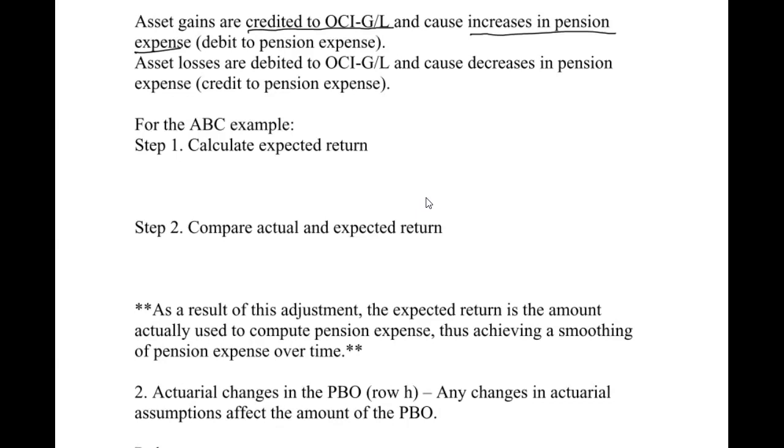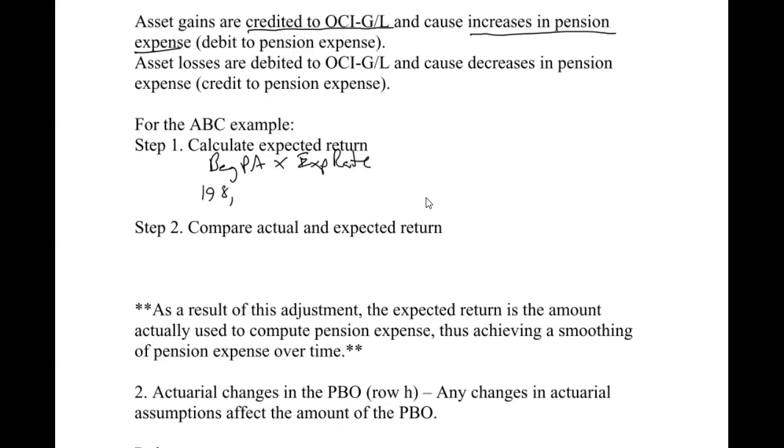And so for me, in the gain or loss column, it's easier to put a gain as a credit and a loss as a debit. So that's typically how I think through it. All right, so let's calculate the asset gain or loss. Remember, it's going to be the beginning plan assets, the fair value of plan assets, times the expected rate.